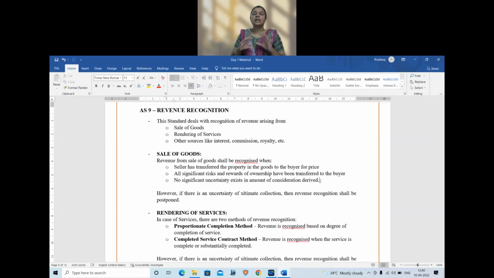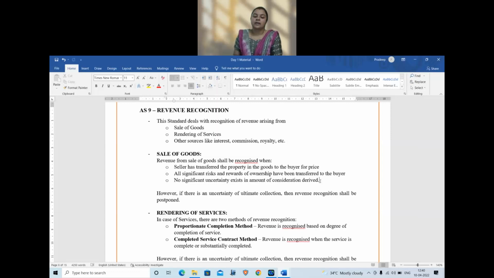So this is all the rule about AS9 for sale of goods. There is no other rule. Only 3 points for us to remember: property transfer, risk and rewards transfer, certainty of collection. Right? Risk and rewards here indicate any risk related to the ownership of the goods, like damage to the goods. Who will bear the damage to the goods? Any rewards from the goods, like if the goods are going to earn some income, who will take the income from it? So all this, if this transfers to the buyer, then it becomes a sale.